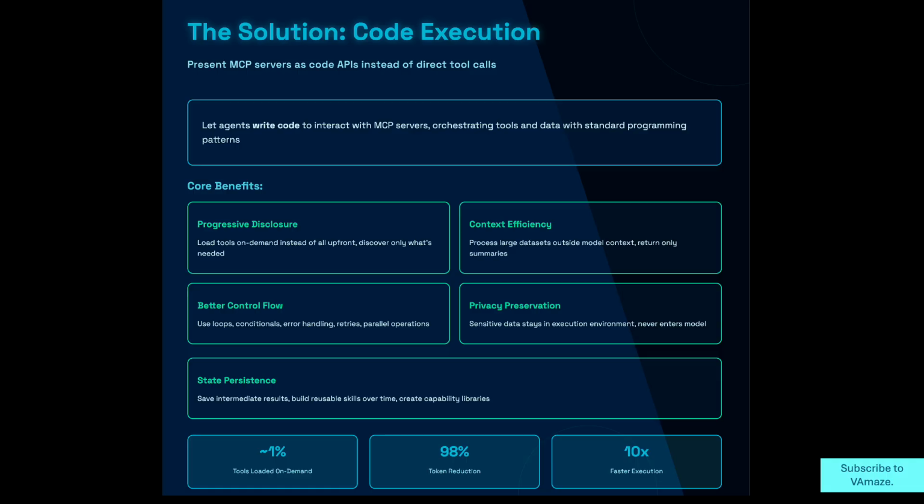Third, better control flow. With code, you can use familiar programming constructs like loops, conditionals, and error handling. This is much more efficient than chaining individual tool calls through the model. Fourth, privacy preservation. Sensitive data can flow through your workflow without ever entering the model's context window. Only the information you explicitly log or return becomes visible to the model. And fifth, state persistence. The code execution environment can maintain state across operations, allowing agents to build up context over time and even save reusable functions as skills. The core insight here is that LLMs are excellent at writing code. We should leverage that strength to build more efficient AI architectures.